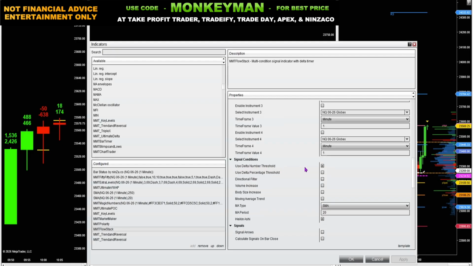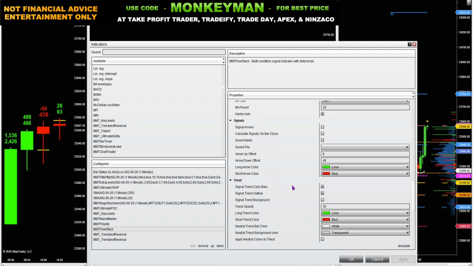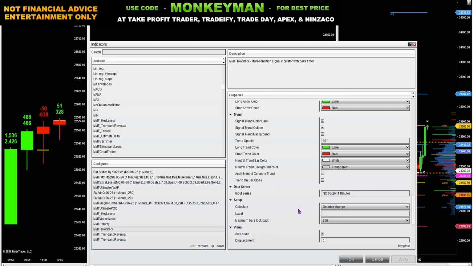It's looking for when the delta number threshold is exceeded on both instruments, and also the Heikin Ashi must be bullish or bearish on both the NQ and the ES. Then I've got it painting the trend color bars and the outline. This is calculating on price change live in real time.